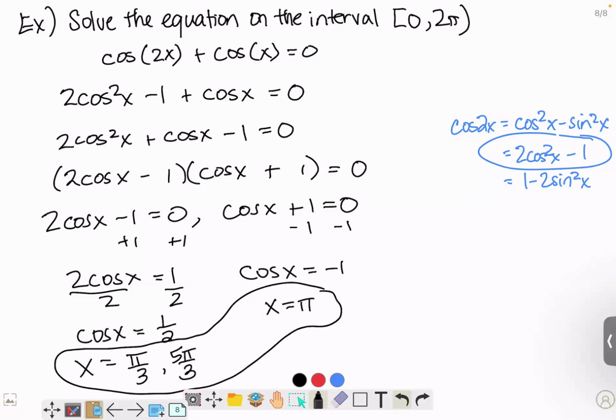And we should double check. We should plug these back into the original equation for x and make sure that everything stays true. We don't get anything that's undefined or that doesn't work out. But these three do work, so that is our solution.